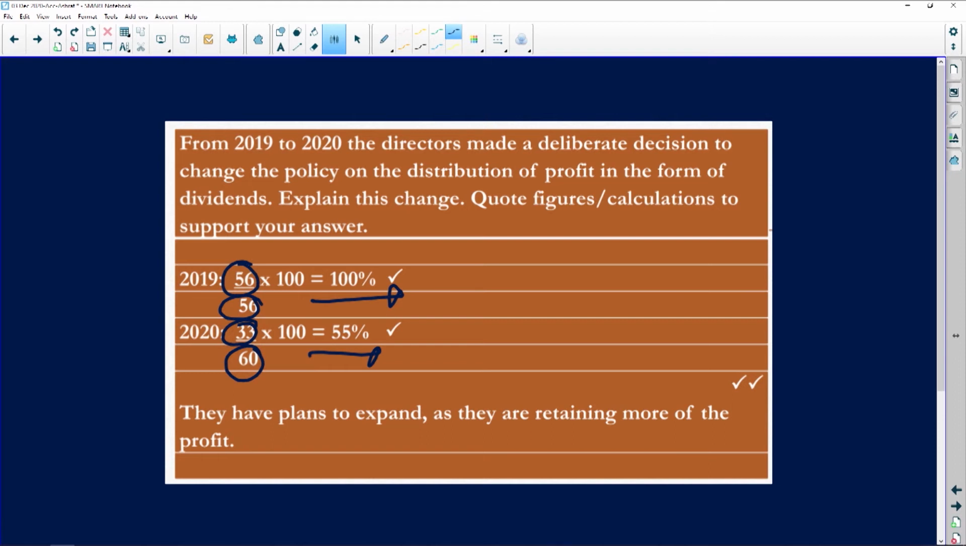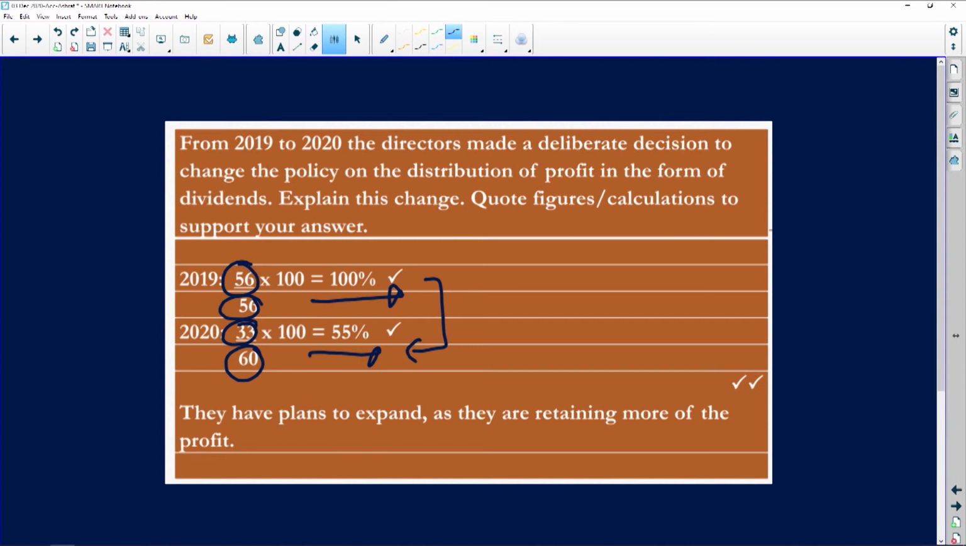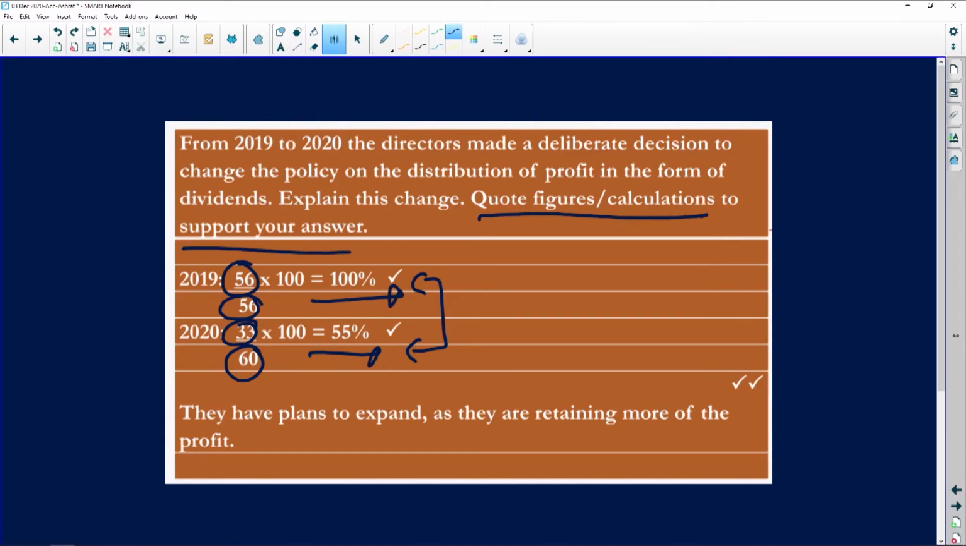In other words, what are we saying? We're saying that the company only paid out 55% of its earnings. Its payout policy changed from 100 to 55. Clearly evident. What are you doing? You're working out your dividend payout policy to support your answer. Remember I said quote figures or calculations to support your answer.